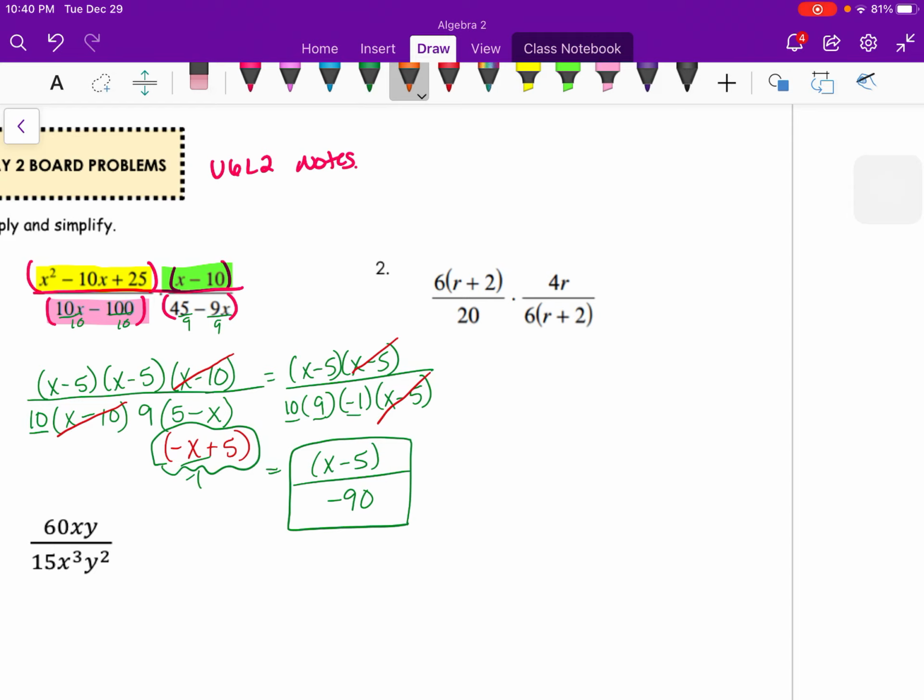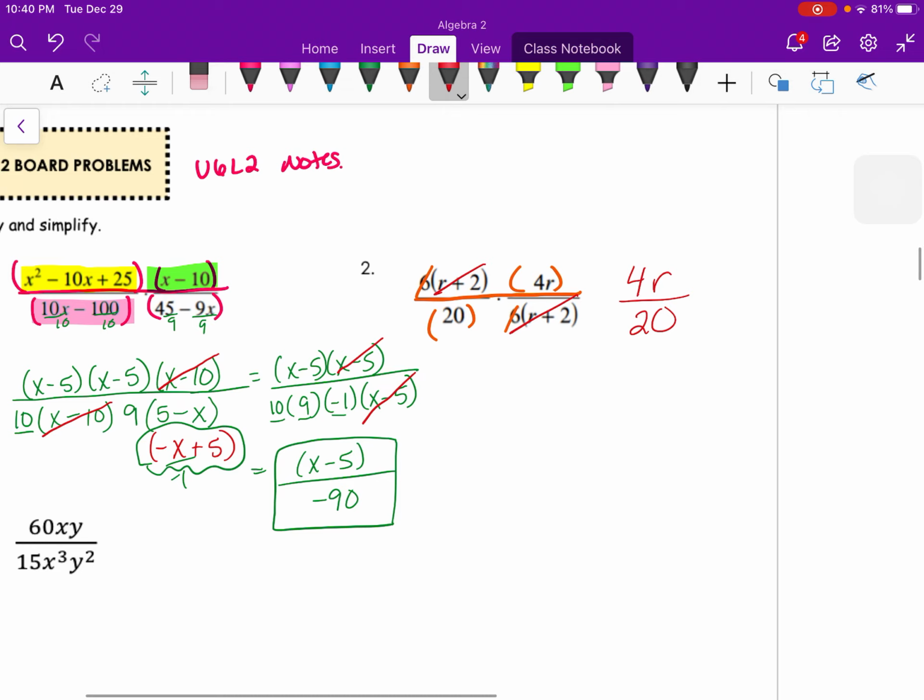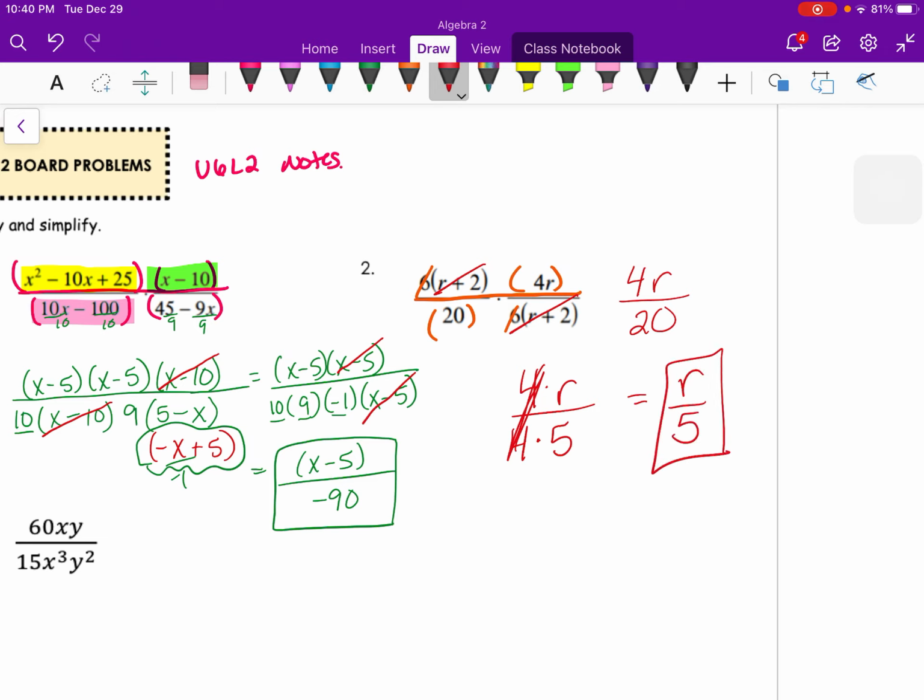Okay. Number 2 is a little easier. Make it one big fraction. Here we are. So it's already been factored, so I can divide 6 divided by 6 is 1. R plus 2 divided by R plus 2 is 1. So that leaves me with 4R on top over 20. And then 4 over 20 simplifies to 1/5. Since 4 times R and then 4 times 5 is 20, so you can take out the 4. So it simplifies to 1/5 R, or R over 5.